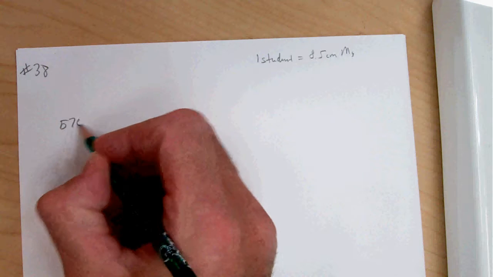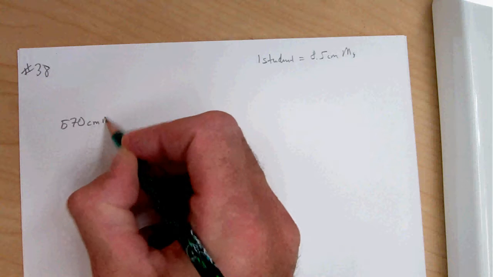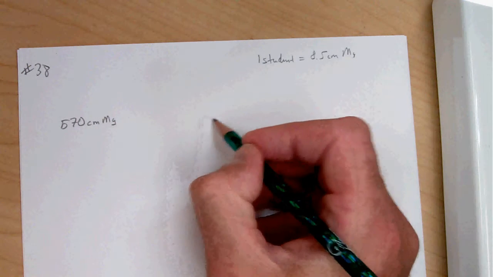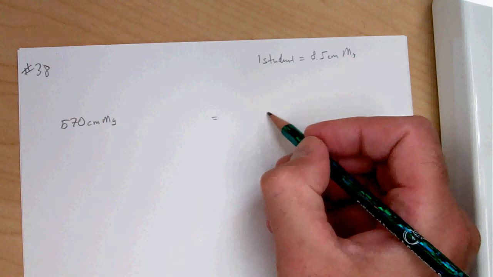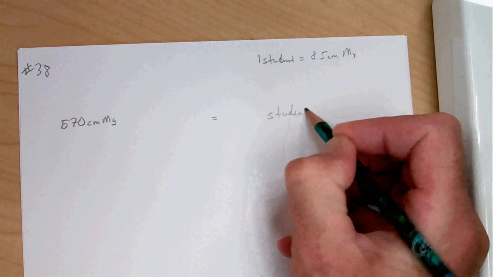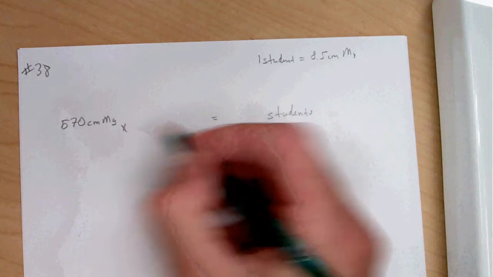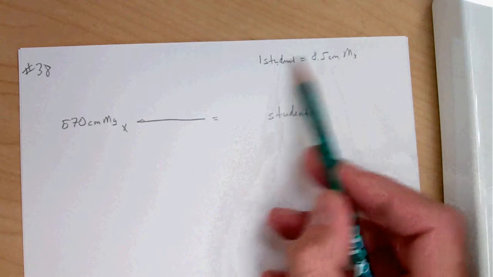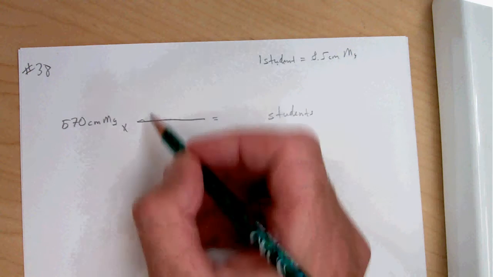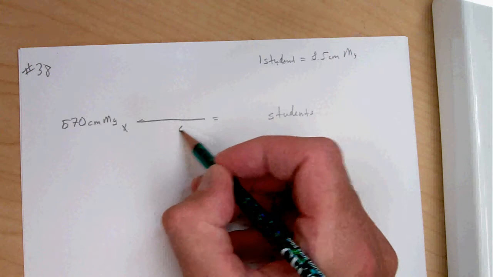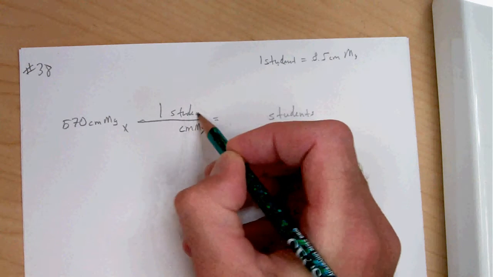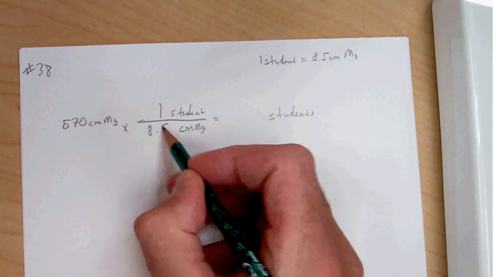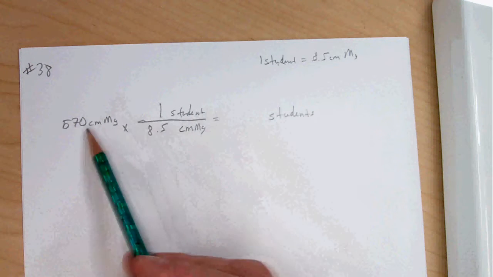They ask you if you have 570 centimeters of magnesium, how many students or how many labs could be completed? How many students could complete the lab? So this creates a conversion factor where I take that equal relationship, 1 student per 8.5 centimeters of magnesium. 1 student goes here, centimeters of magnesium, 8.5. So this is a simple division problem.